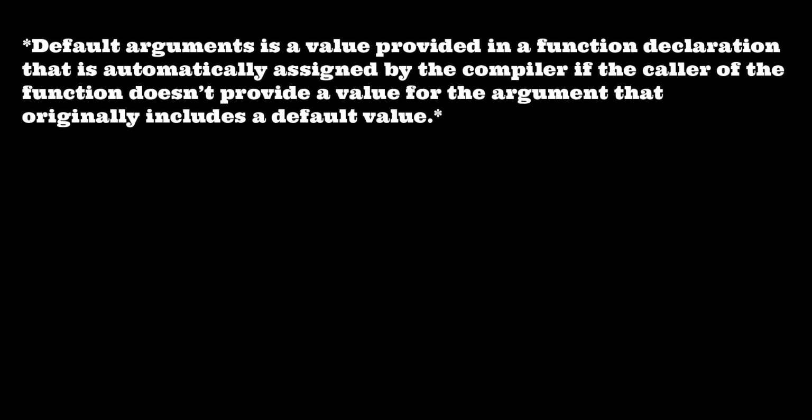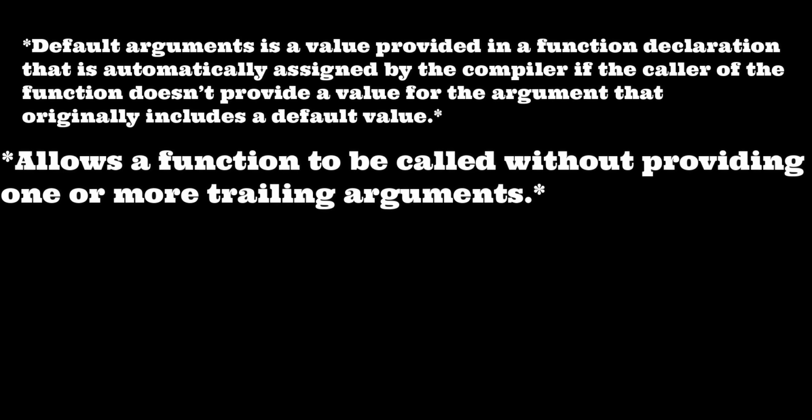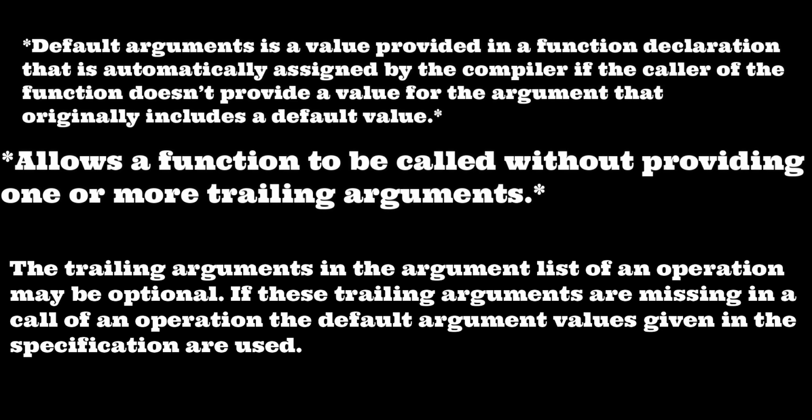What it says is that it allows a function to be called without providing one or more trailing arguments. So you could call a function even if you have 4 input parameters and 2 are default. You would have to give only 2, and even without the other 2 given, it would still work. The trailing arguments in the argument list of an operation may be optional. If these trailing arguments are missing in a call of an operation, the default argument values given in the specification are used.